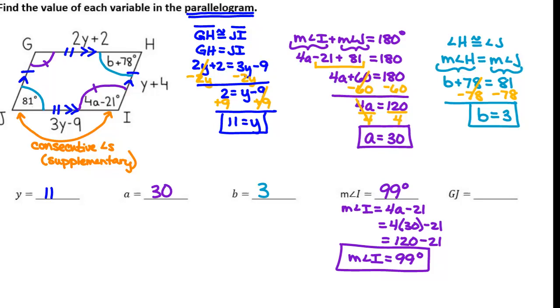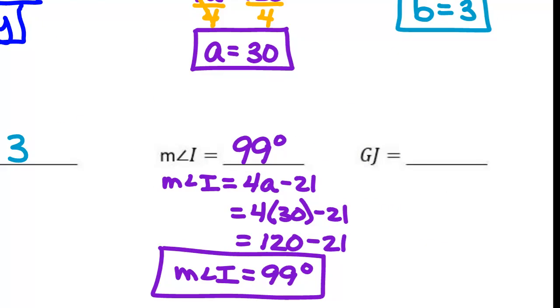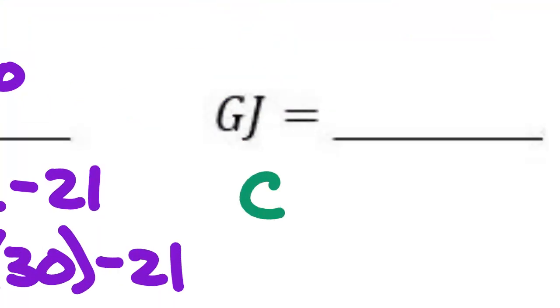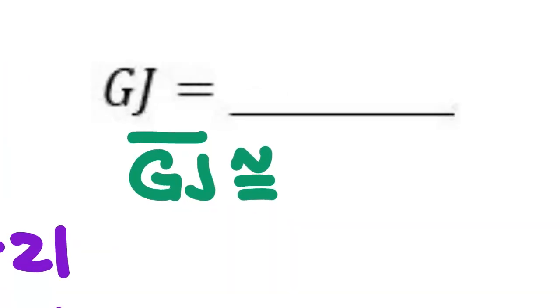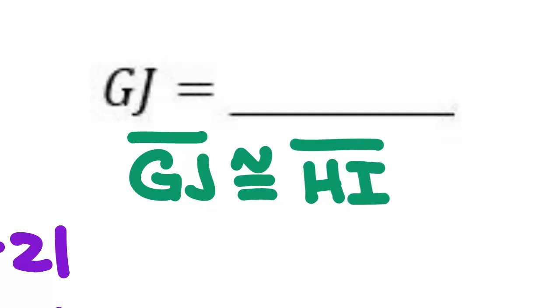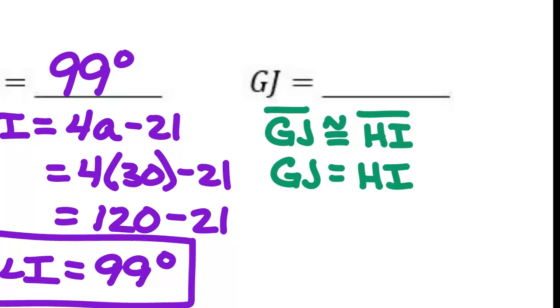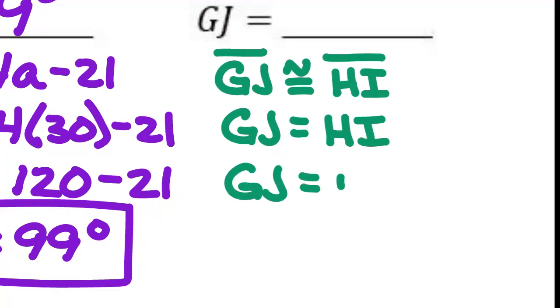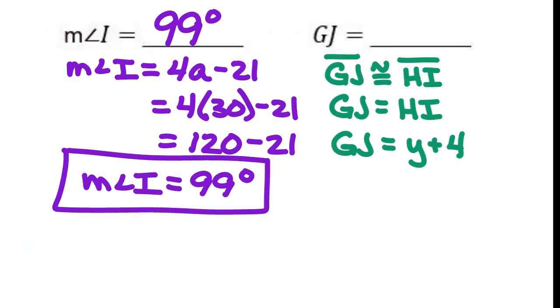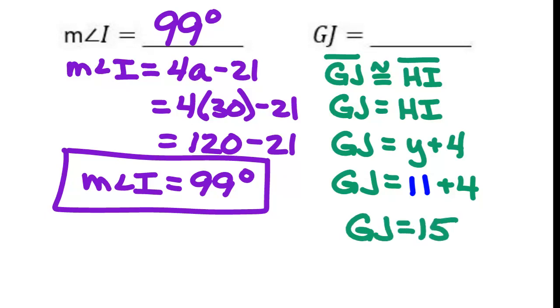GJ. They don't have any expressions over there for GJ, so how am I going to find that one? Plug in Y into what? Y plus 4, because GJ is congruent to HI. So the measurement of segment GJ is equal to the measurement of segment HI, and HI is Y plus 4, and we figured out that Y was how big? So I do 11 plus 4, and that gives me what? 15. So GJ is 15.